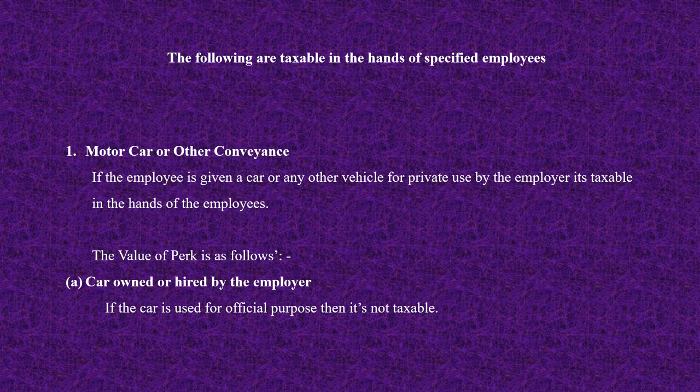If the employee is given a car or any other vehicle for private use by the employer, it's taxable in the hands of the employee. So any car given to the employee will be taxable. The value of perk, how do we calculate it? Depending on the conditions available. First condition is if the car is owned or hired by the employer and it is also going to be used for official purpose, it is not taxable at all. If the car is owned by the employer and given for official purpose, the amount will not be taxable.